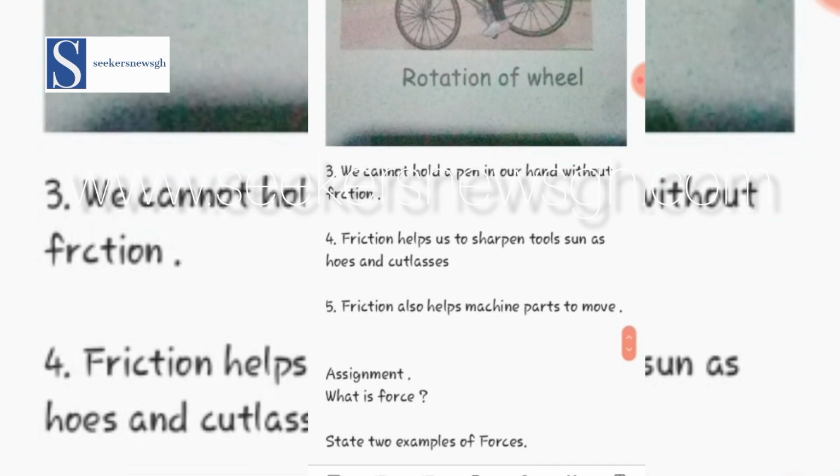We cannot also hold a pen in our hand without friction. Let's assume you are writing and your hands or your palm is wet, or you have oil in your palm. Are you able to write? Well, no. You see the pen falling. It means friction in your palm is reduced.